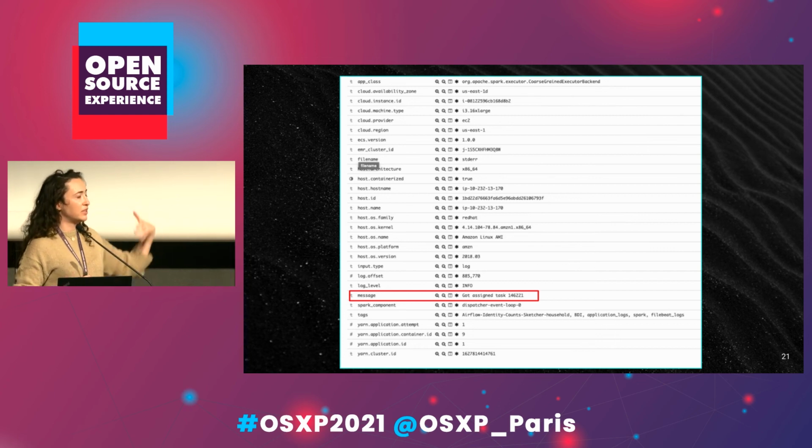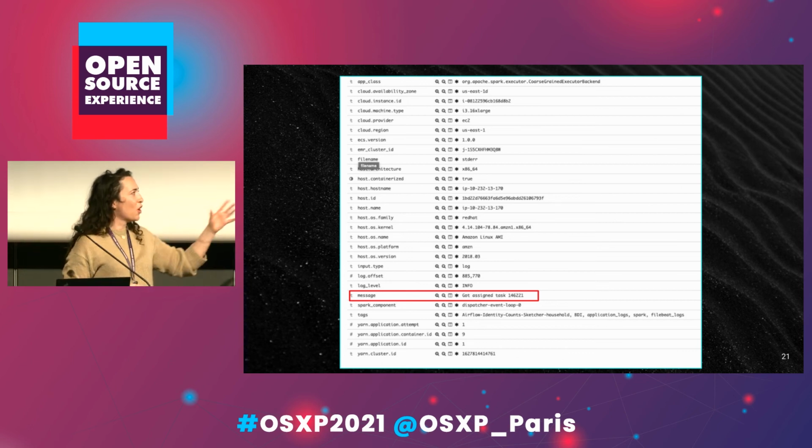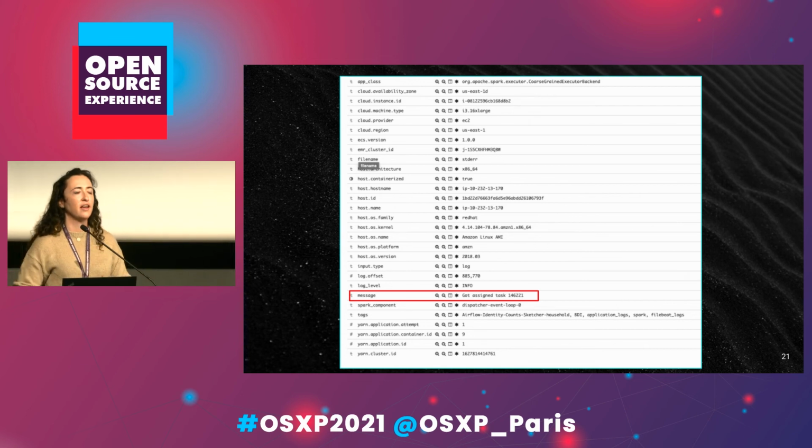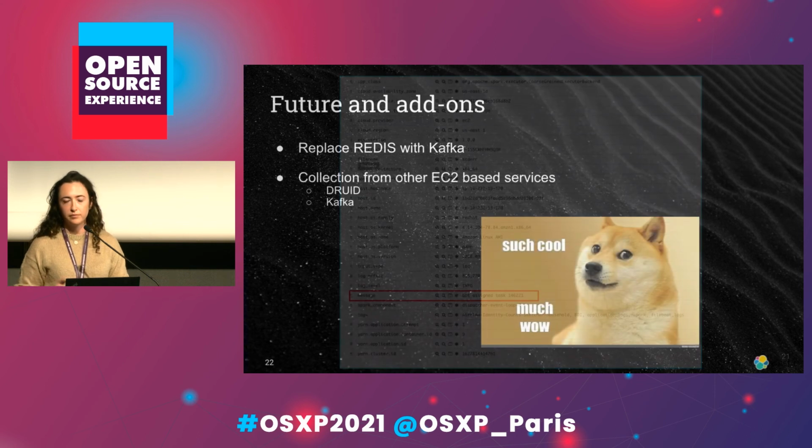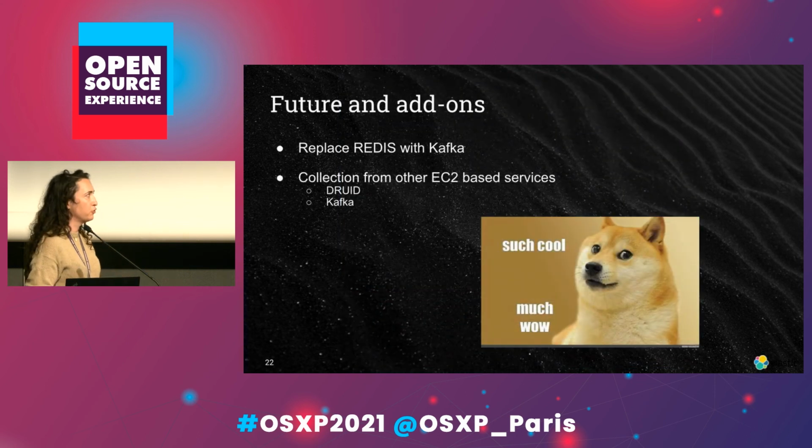The fact that you see the EMR cluster ID there, if you can, because it's really small, or the tags, or the Spark component responsible for this log line. Everything else is a bonus. Everything else is here just to make searching logs easier and getting insights from your logs a lot better. So now let's talk about the future.